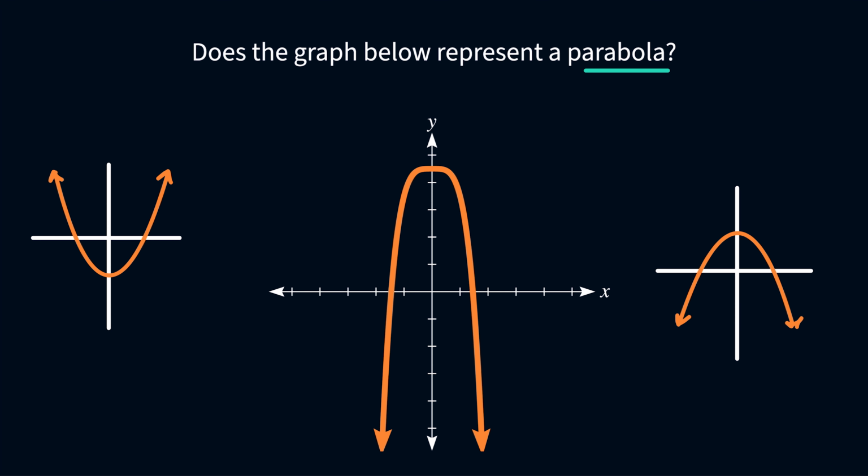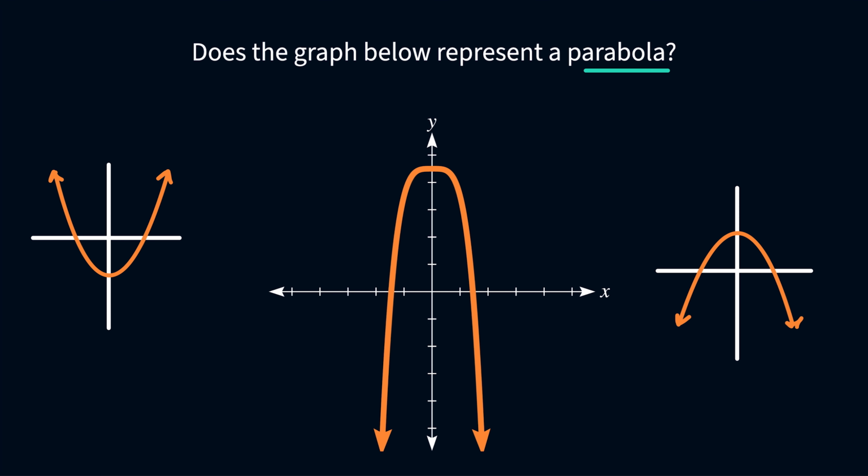Now, if we look very closely, really closely, we see this function coming up here, but then it's kind of flattening out at the top, and then it comes back down. So this is actually not an example of a parabola. It's really close, but it's not.